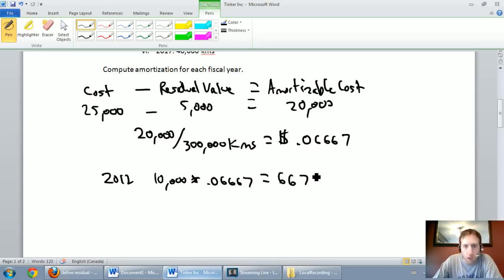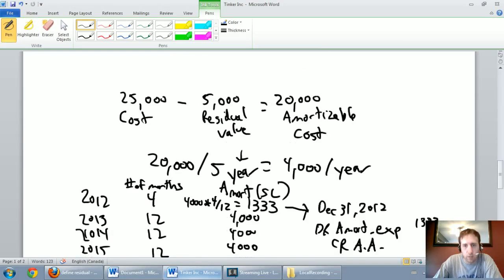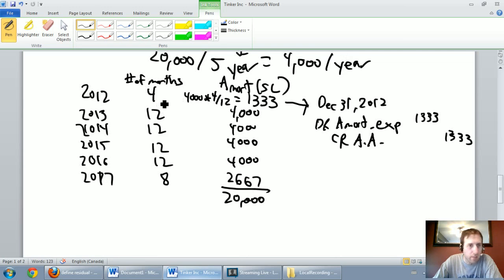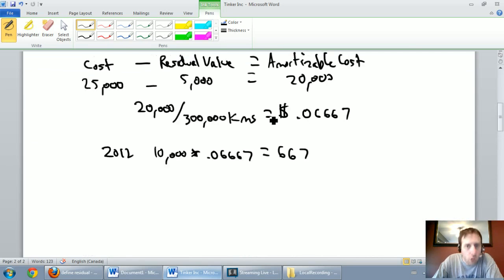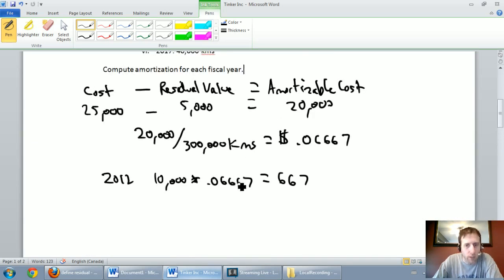Now, something also interesting here is in the last one, in our first year, we counted months. We said, well, but in September, we're going to take 4/12ths and we get a number. We do not do that for units of production. And you might be saying, well, why not? Why don't I take 4/12ths of this number then? Because I only owned it for 4 months.